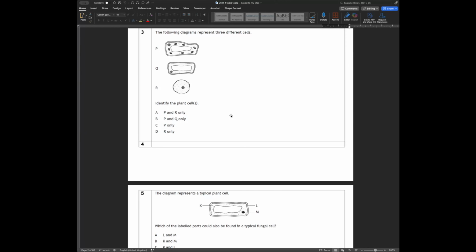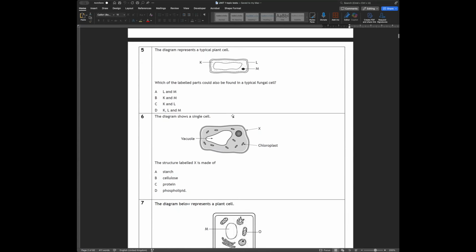Now, cell Q is a bit trickier, okay? Now, I can understand why you might not think it's a plant cell because we can't see any of the chloroplasts there. But actually, the year this was in the exam, P and Q were both classed as plant cells there. So they'll be looking for B for that one. Okay, P and Q. Next question.